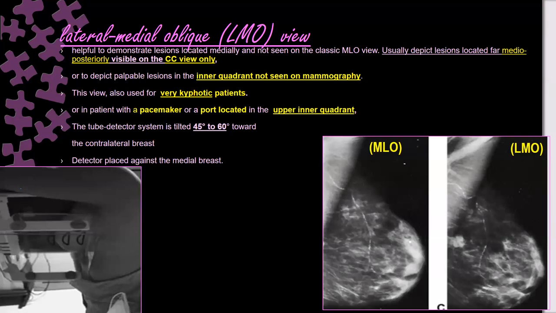Okay. So, what is the lateromedial view? And what is the difference between lateromedial and mediolateral view?